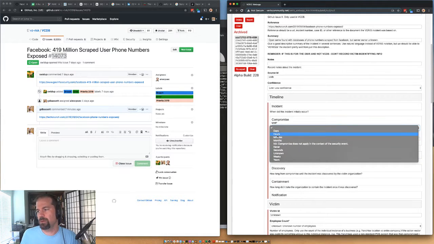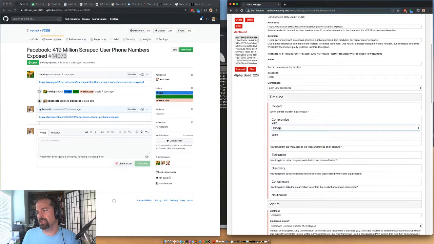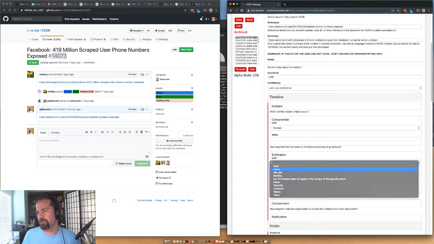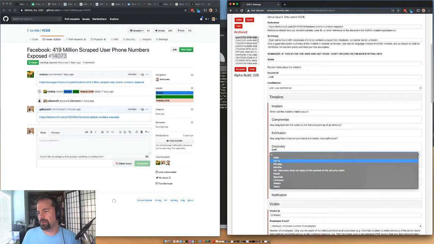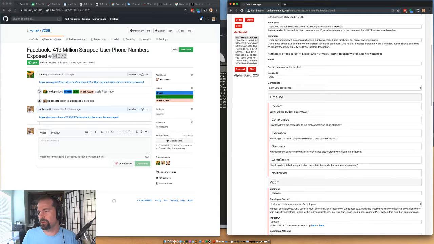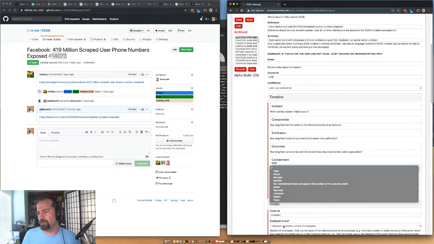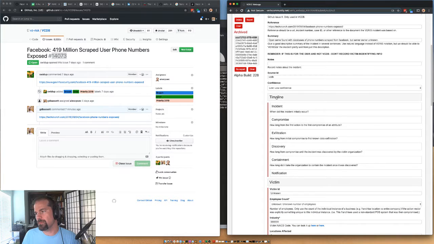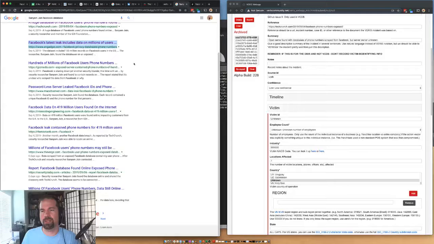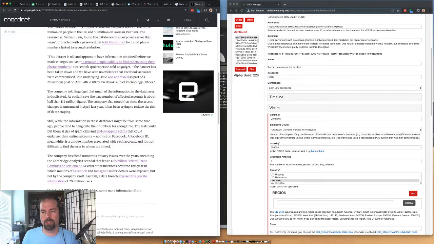Compromise was probably minutes to access the server. Exfiltration, minutes to get the data. Discovery was probably hours because the discoverers turn around and tell the news organizations. And containment is unknown. We don't know if they actually contained it or not. So, did they talk about it being taken offline? They don't even know who owns the server, so yeah. What's the chance that they actually could do that?